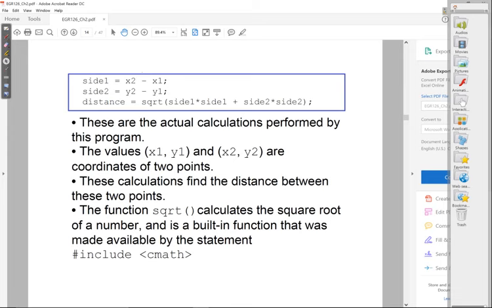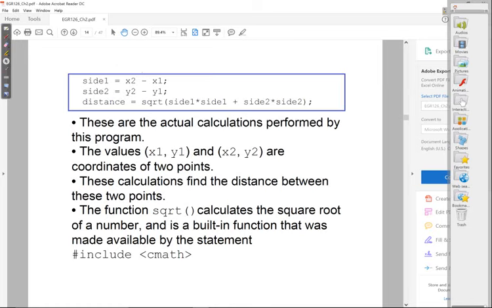So in our case, what we want is the square root of side 1 squared plus side 2 squared. And so that's exactly what we put. Side 1 times side 1, of course, is side 1 squared. And you add side 2 times side 2, or side 2 squared. Everything inside the parentheses obviously results in a number, so you can take the square root of that number. Now, why do we do side 1 times side 1?